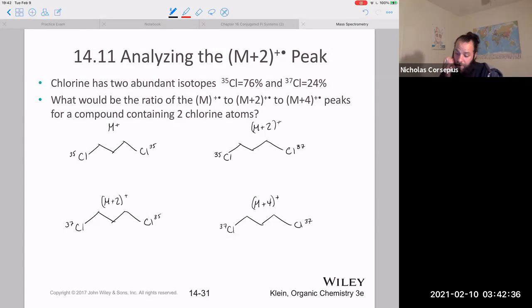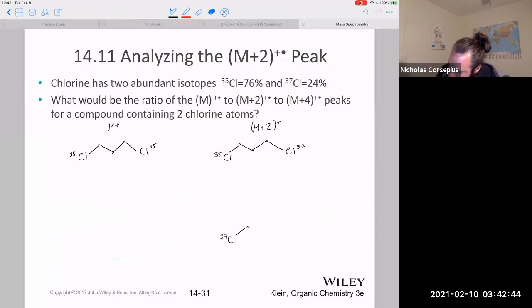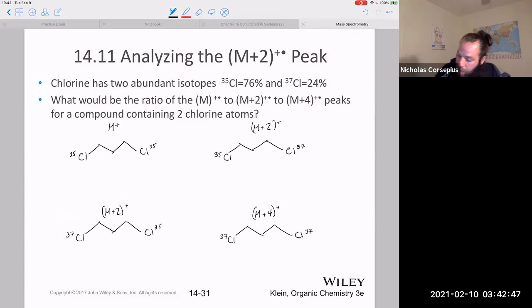Okay, so let's see if we can't figure out the distribution of these here. So this is kind of back to statistics, how we would go about calculating this. Well, if you have a 76% chance of having 1 chlorine 35 atom in your structure, that means that you have a 0.76 times 0.76 chance of having 2 chlorine 35 atoms in your structure, which would correspond to 57, we'll call it 58%. Okay.